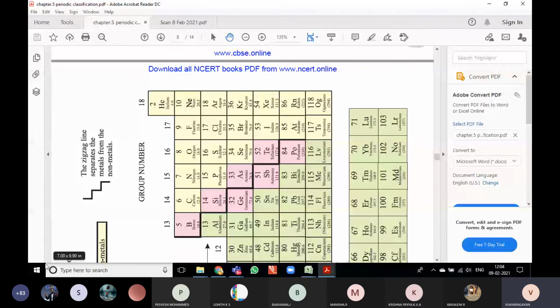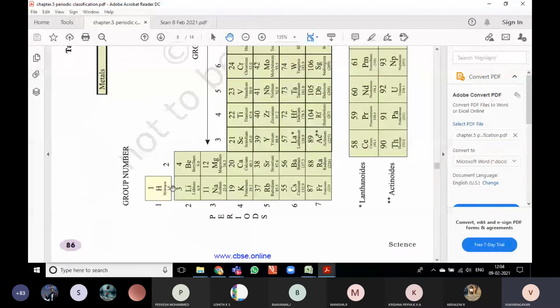So for each of these we can name the group by its top element, like the oxygen group, nitrogen group, carbon group. When coming to the first group, what metals are present in the first group? Alkali metals: hydrogen, lithium.